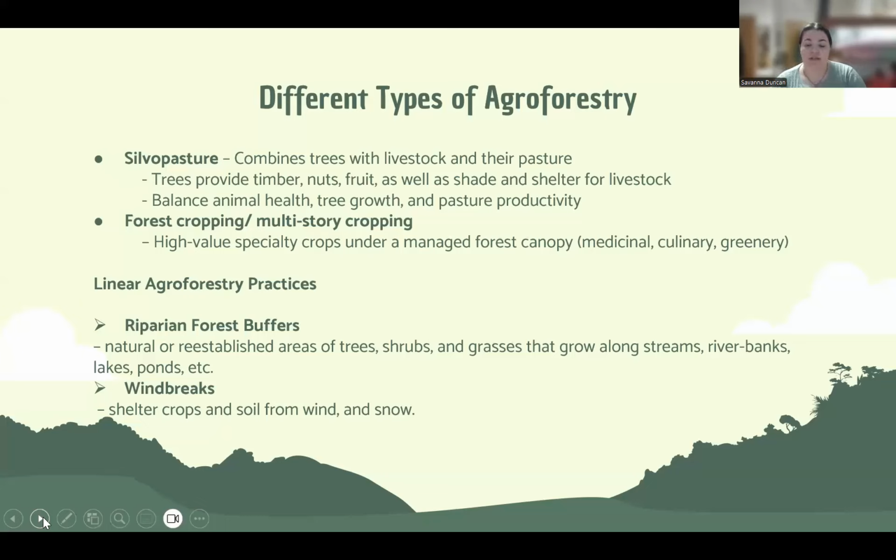Additionally, we have windbreaks. This is another agroforestry minded practice that is utilized by farms all over the world. They help to shelter crops from soil, wind, snow, and rain. And I've personally seen this being used on a couple of different farms that I've had the opportunity to explore and chat with, which we will see in this next slide.